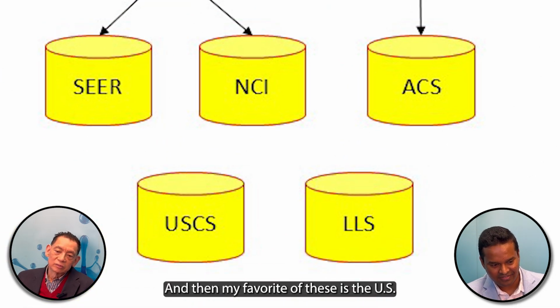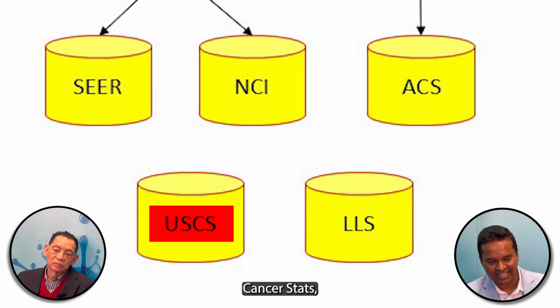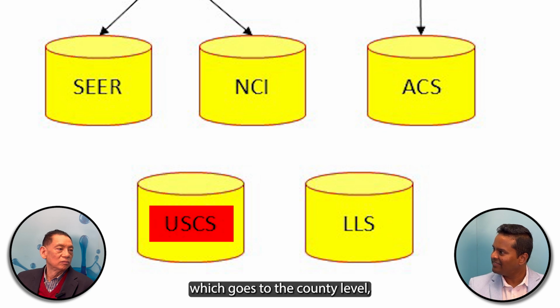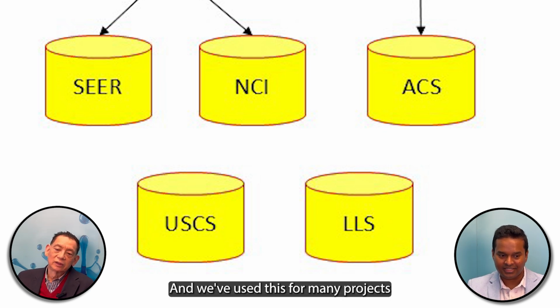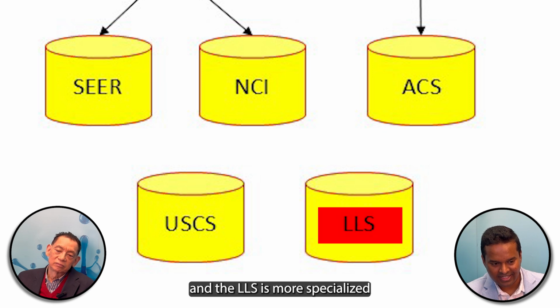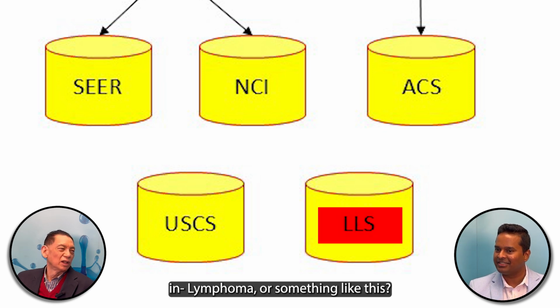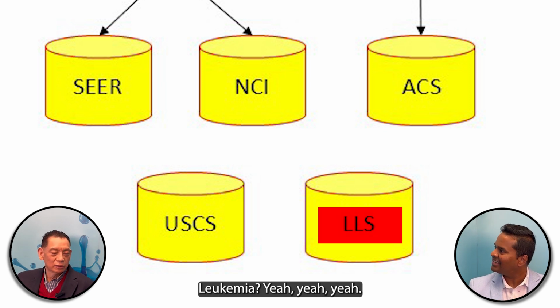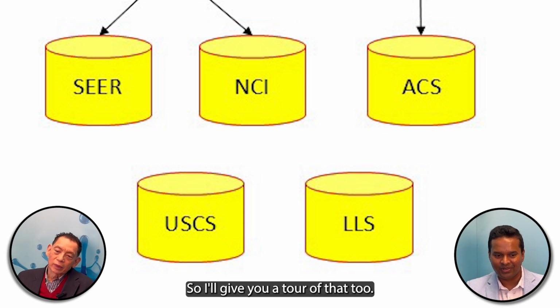And then my favorite of these is the US Cancer Stats, which goes to the county level and shows deeper. We've used this for many projects. And the LLS is more specialized, like lymphoma or something like this. Yeah, exactly, leukemia. I'll give you a tour of that too.